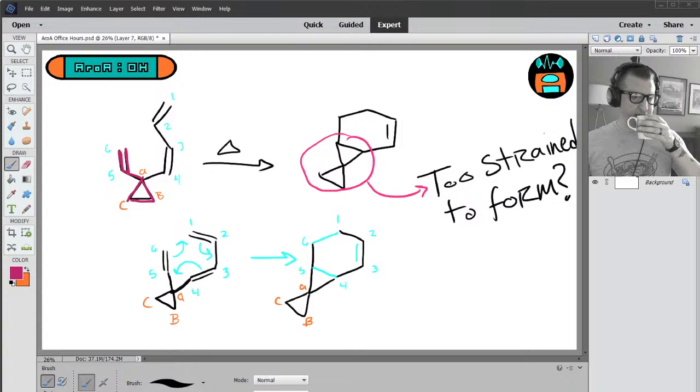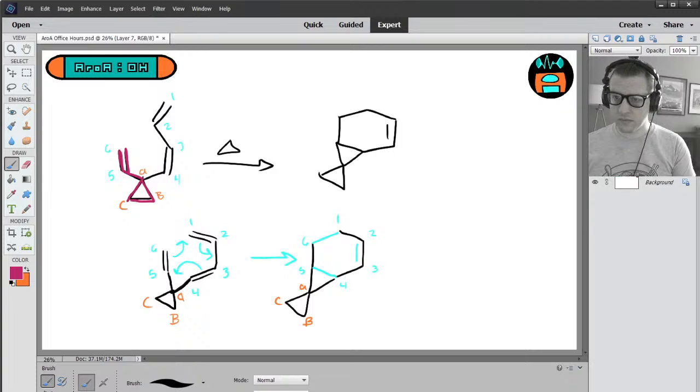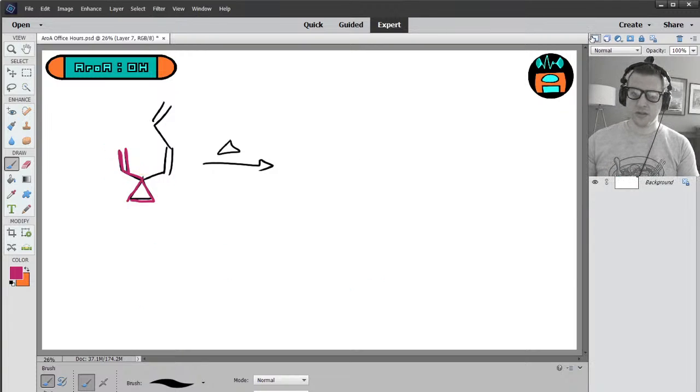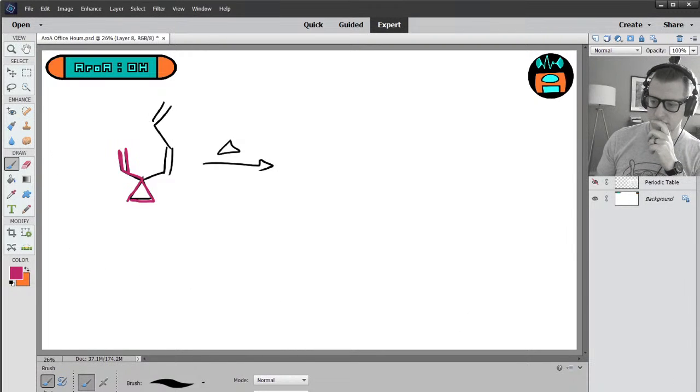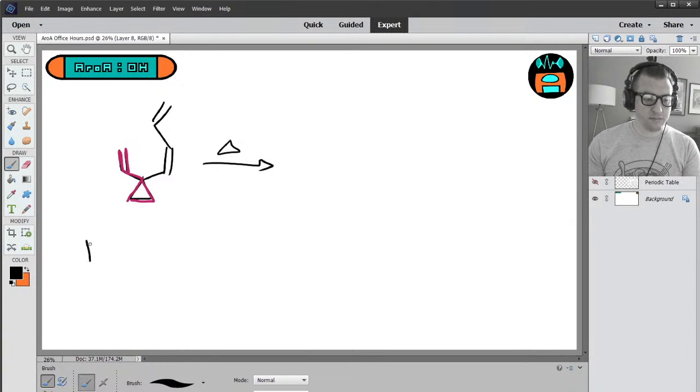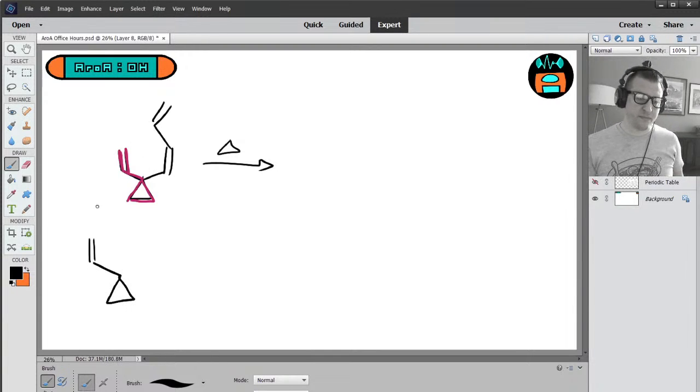is has she talked about the rearrangement of vinyl cyclopropanes? Because there is one more thing that could go down here. So, just be aware that this is a reaction that happens. You see how you have a vinyl cyclopropane? Actually, there's two ways this can rearrange.